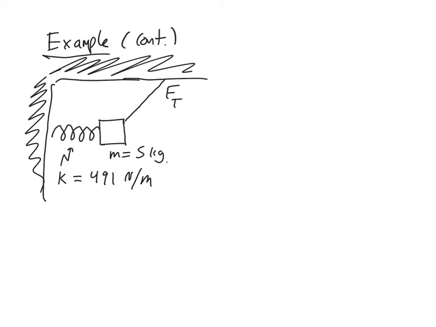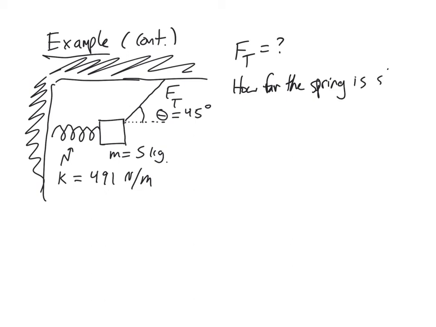I'm going to say that the angle that this rope is acting at is theta, and let's give it a specific value of 45 degrees. And so I want to find out two things about this problem. I want to find out what Ft is, what the tension in the string is, and I want to find out how far the spring is stretched.